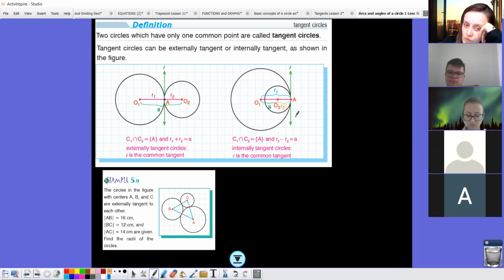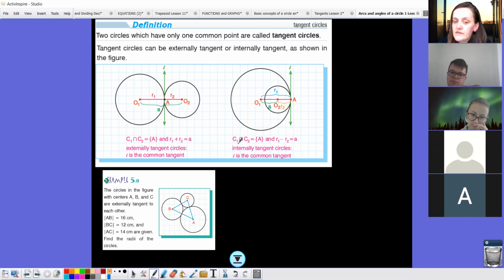In the second one, the circles are internally tangent circles. Again, C1 intersection C2 is equal to A, the point A, but here R1, the bigger radius, minus the smaller radius will give you the distance between the two centers, O1 and O2.